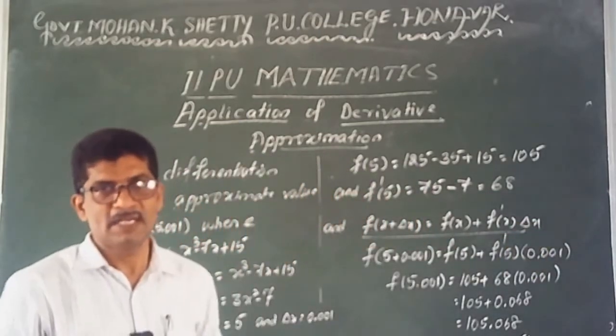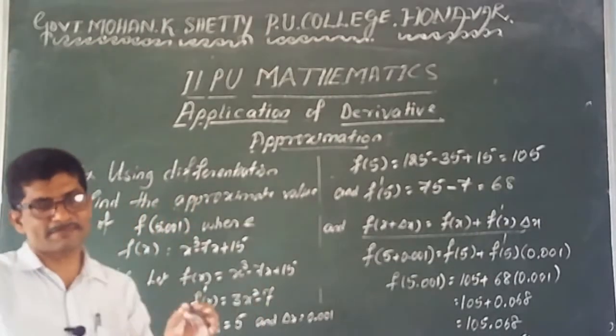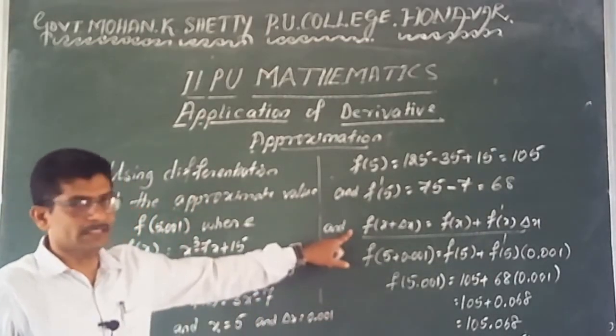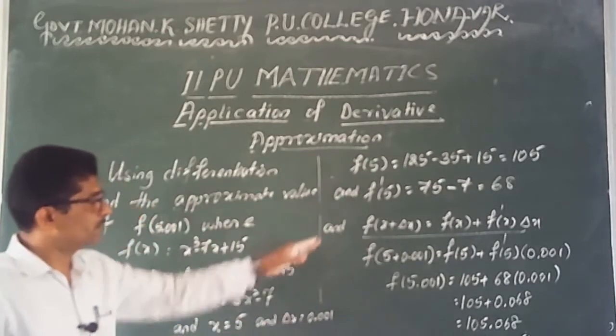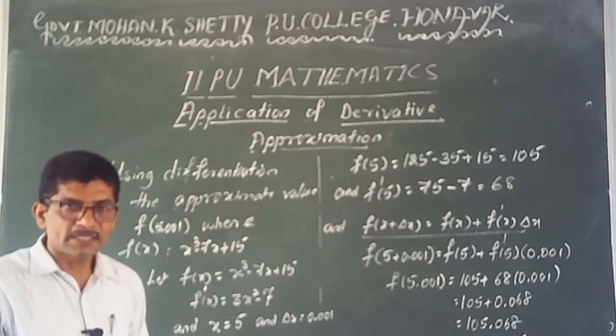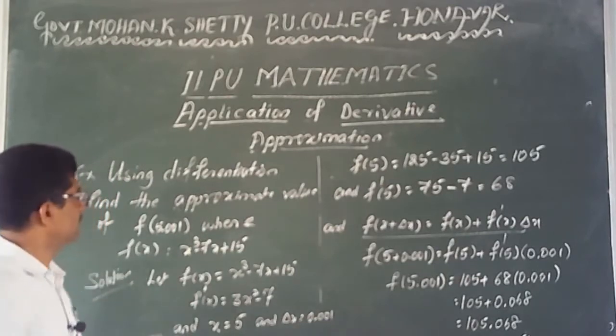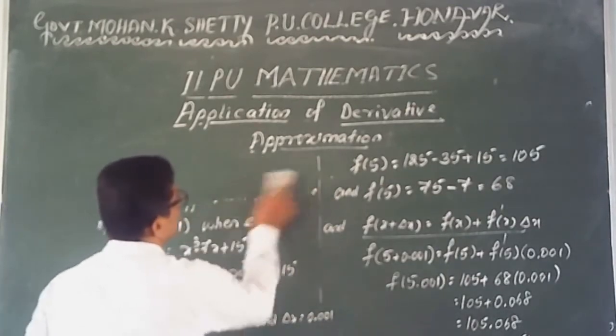Very easily you can calculate the approximate values using the formula, where x changes to x plus delta x. Delta x is very small compared to x. Then here, find the approximate value of the function. These are using the first formula, finding the approximate values, right? Next, using this, find the error.